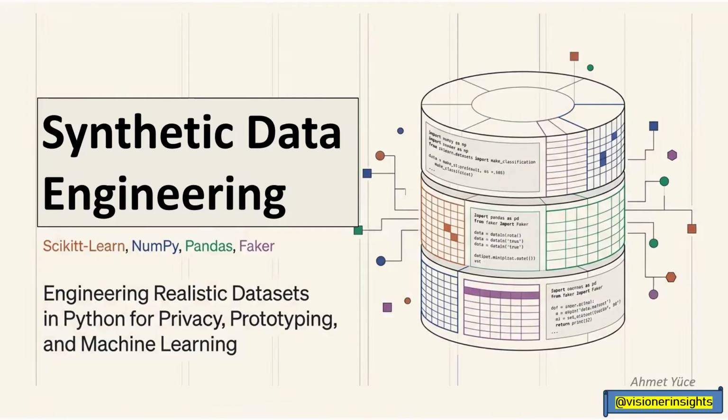So there you have it. You now have the complete playbook for engineering data. You've got the tools, you've got the strategies to combine them, and you've got the golden rules to guide you. The only question left is, what reality are you going to build first?